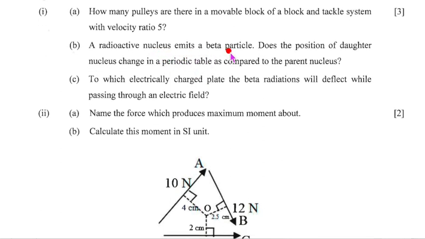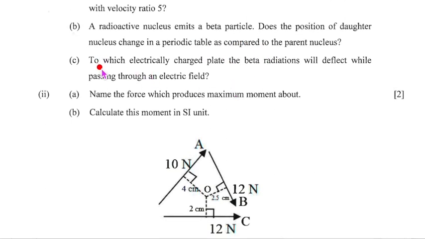Radioactive nucleus emits beta particle. Does the position of daughter nucleus change in the periodic table? Yes, because atomic number Z will become Z minus 1. So you know how to describe that. So this is, remember, reading time only.